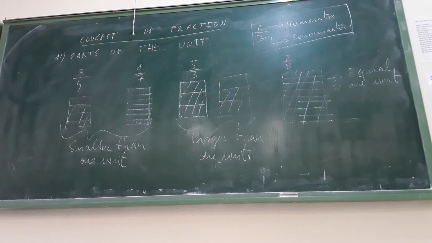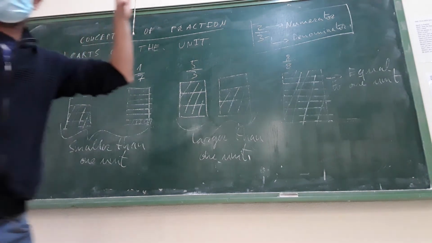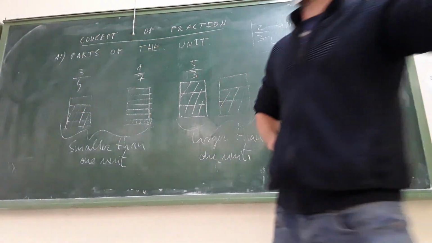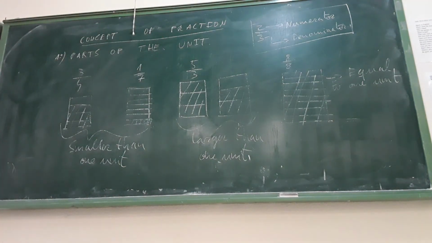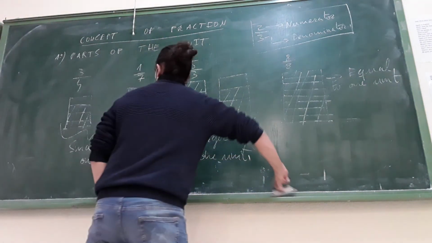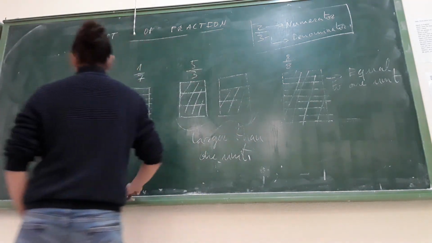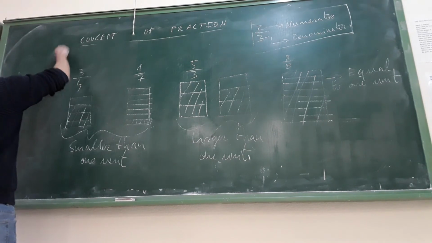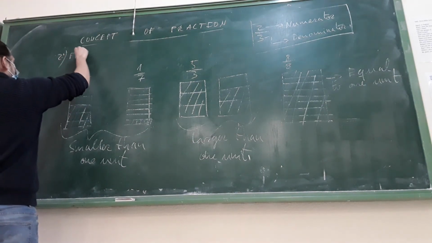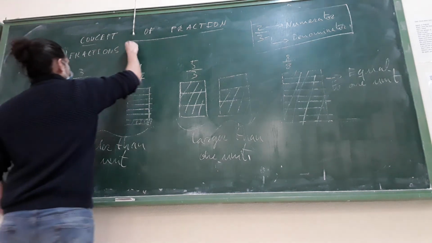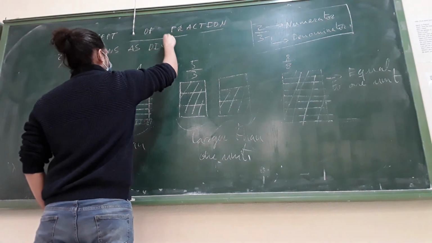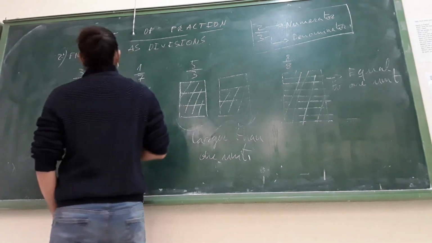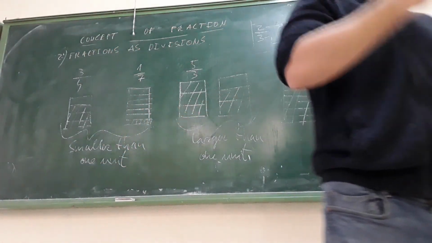Okay, so this is the first way to conceive, to think about fractions, considering fractions as a part of the unit. But there are 2 more ways, the second one is considering the fraction as an operator. I think I am going to change the order of the book, and we are going to conceive fractions as division. We can also consider a fraction as a division.